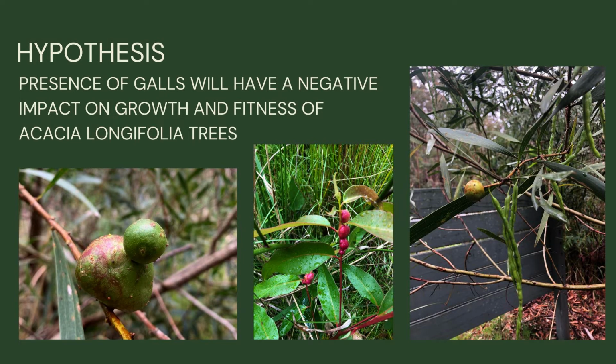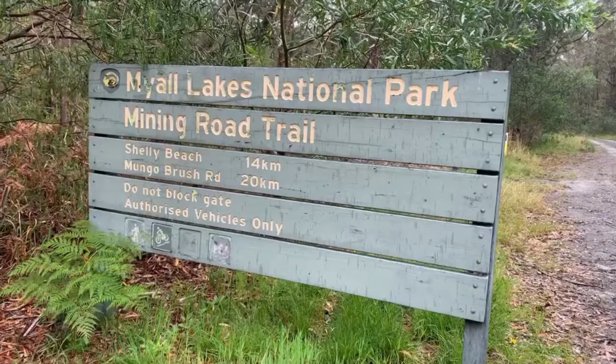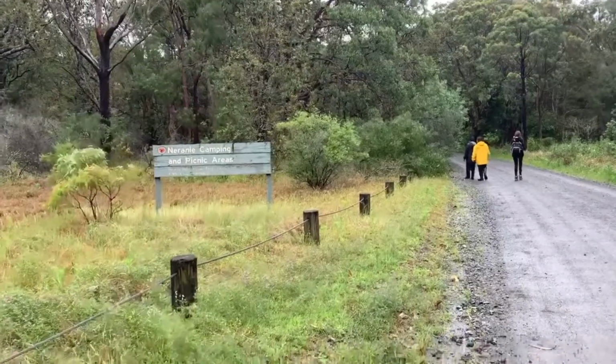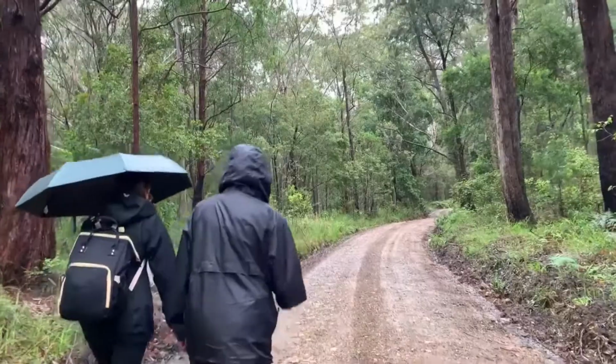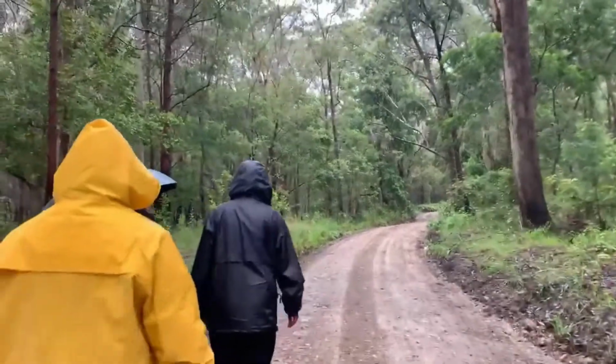We predicted that the presence of galls on a tree would result in a negative impact on its growth and fitness. We tested our hypothesis by surveying several locations around Smiths Lake, including Myall Lakes National Park, Marine Campground, and Horse Point Road near the UNSW Smiths Lake Field Station. Overall, we collected data from 30 trees.